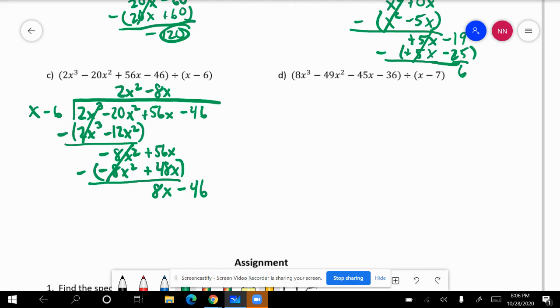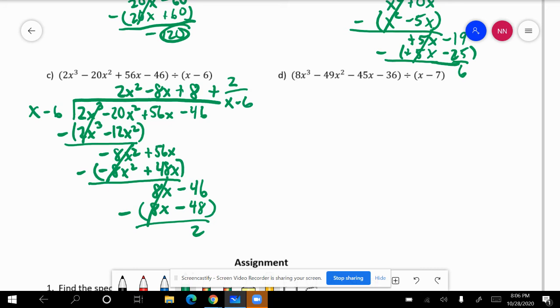X goes into 8x 8 times. 8 times x is 8x. 8 times -6 is -48. We subtract. First terms once again cancel. This becomes a positive, so we get a 2. And that gives us plus 2 over x minus 6.